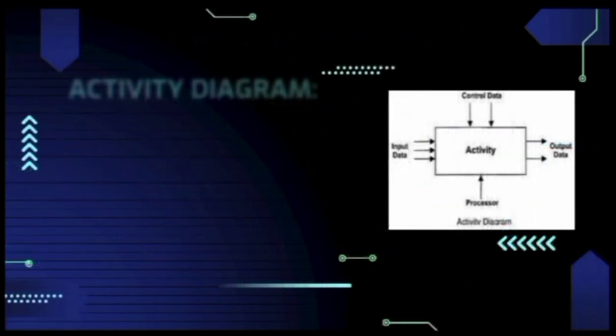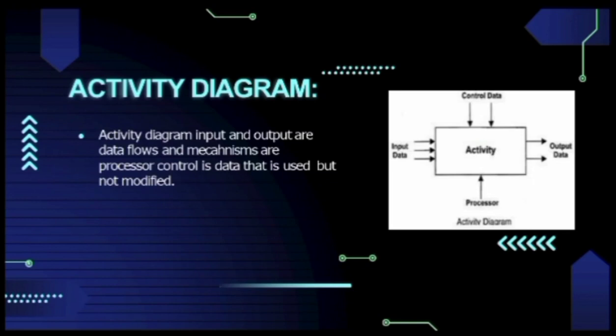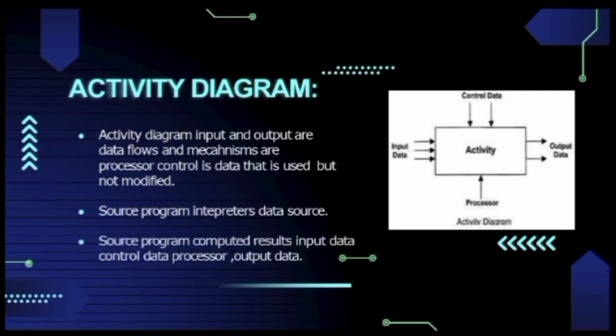Now next let's see the activity diagram. In the specified activity diagram, the control flows specify the input data, output data, processor and control data. Activity diagram inputs and outputs are data flows, and mechanisms are processors. Control is data that is used but not modified. Source program interrupts data source. Source program computed result input data, control, data processor and output data.